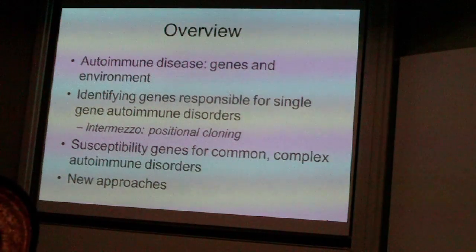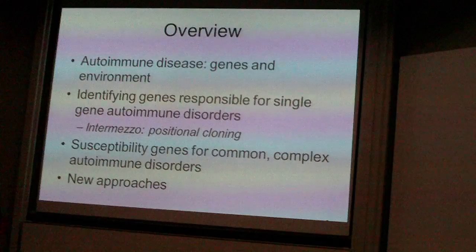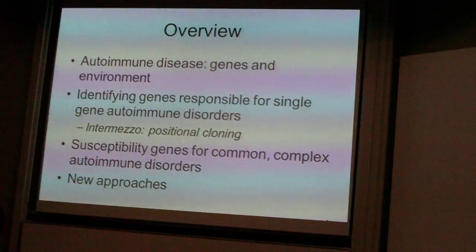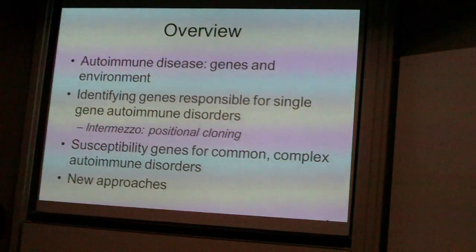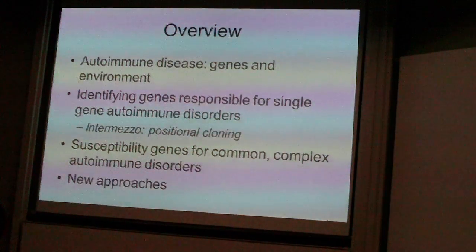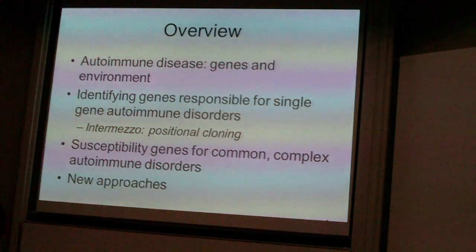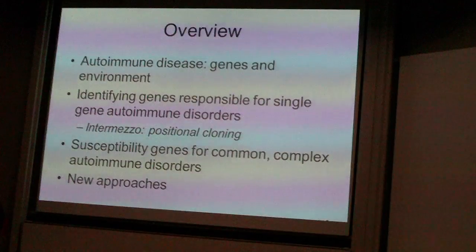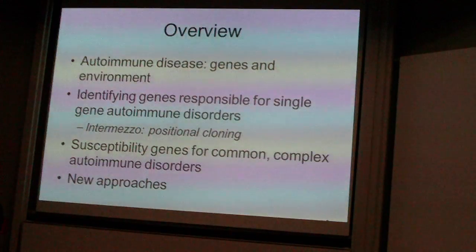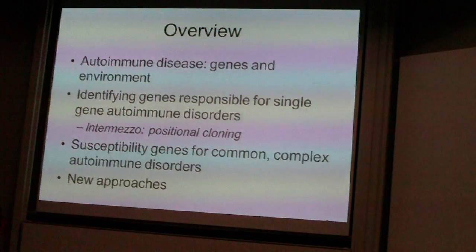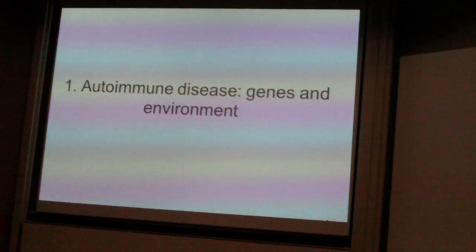I will give you a very brief introduction on autoimmune diseases, and then I will explain to you how we can identify the genes that are responsible for diseases. And I will do so first for very simple diseases, where only one gene is important in developing the disease. And then we'll try to explain to you how we can do that for diseases where we know that there are many genes important for the development of disease. And I will also end with some new approaches that are currently taken because of all the new information that comes out of the Human Genome Project.